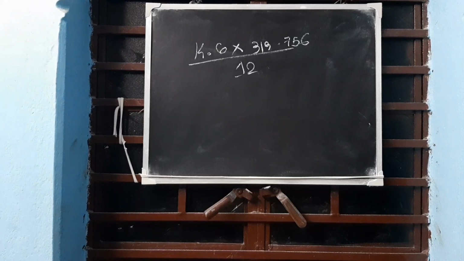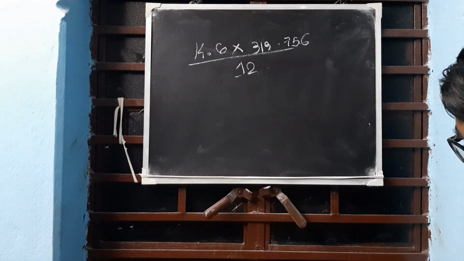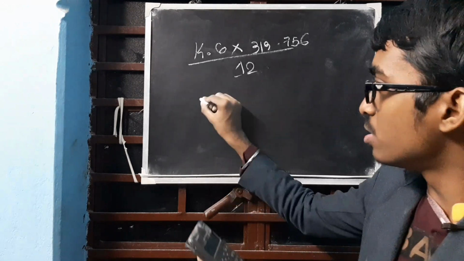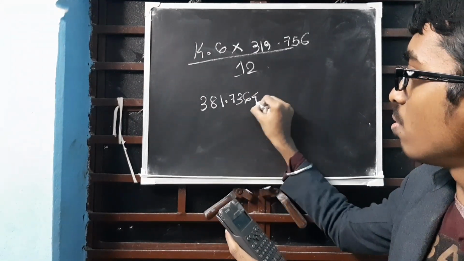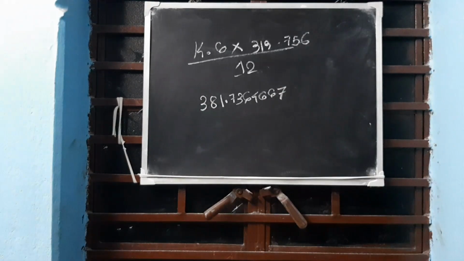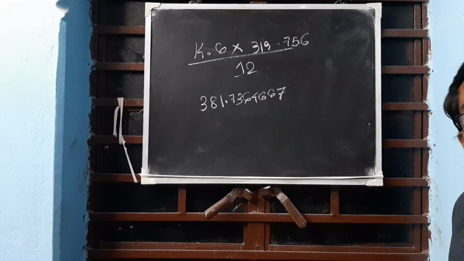So pick up your calculators, put it on the calculator, check the value. 313.756 multiplied by 14.6, the answer got divided by 12. You are getting the answer as 381.73646667. Okay. What have we done? We have done multiplication and division. So we need to report it to the least number of significant figures.